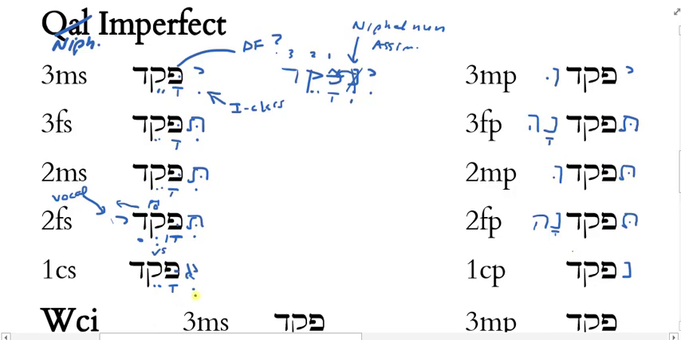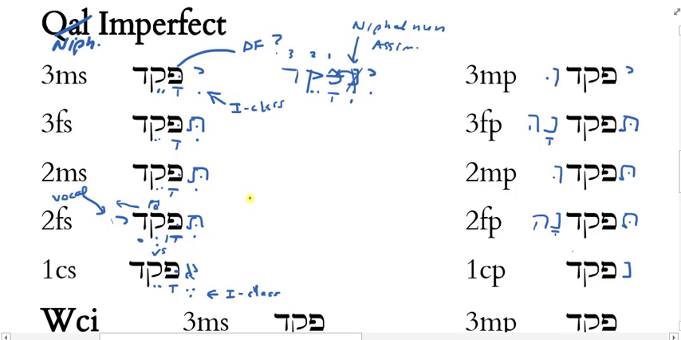And then for the 1cs, I would like a hiriq as well: ipaqade. But the aleph has a vowel preference, doesn't it? What does aleph like if it can get one? Well, all gutturals like a-class vowels, but aleph has a preference for segol, doesn't it? So I am more frequently going to see epaqade instead of ipaqade. Is that still an i-class vowel? Yeah. It's still i-class, but it's the i-class vowel that aleph prefers. And all the other ones will get the hiriq. So: yipaqade, tipaqade, tipaqade, tipaqadi, epaqade.